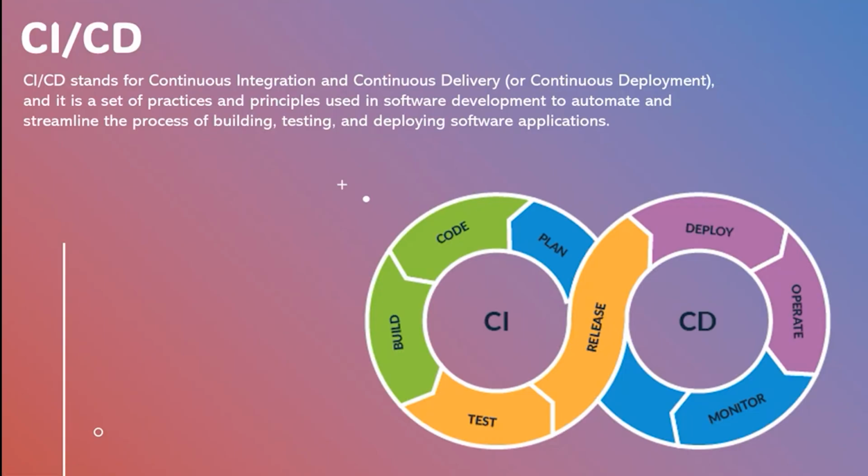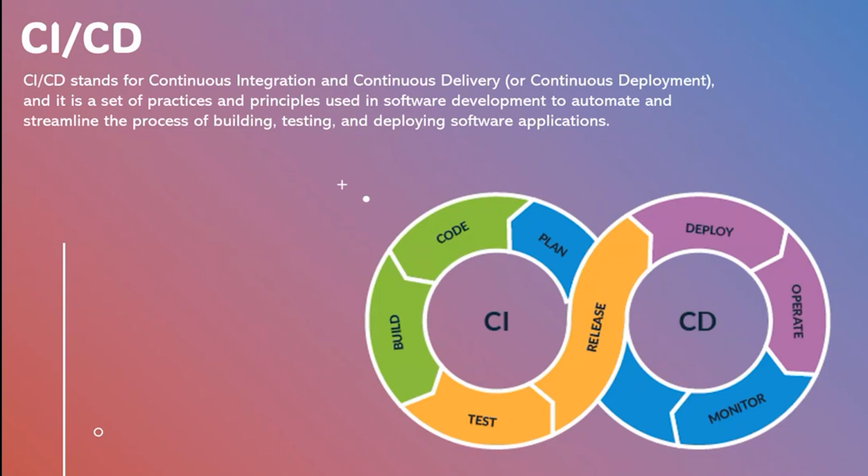What is CI/CD? CI/CD stands for continuous integration and continuous delivery, and we also say continuous deployment. It is a set of practices and principles used in software development to automate and streamline the process of building, testing, and deploying software applications. There are three key components in the CI/CD process. The first one is continuous integration, the second is continuous delivery, and the third is continuous deployment.